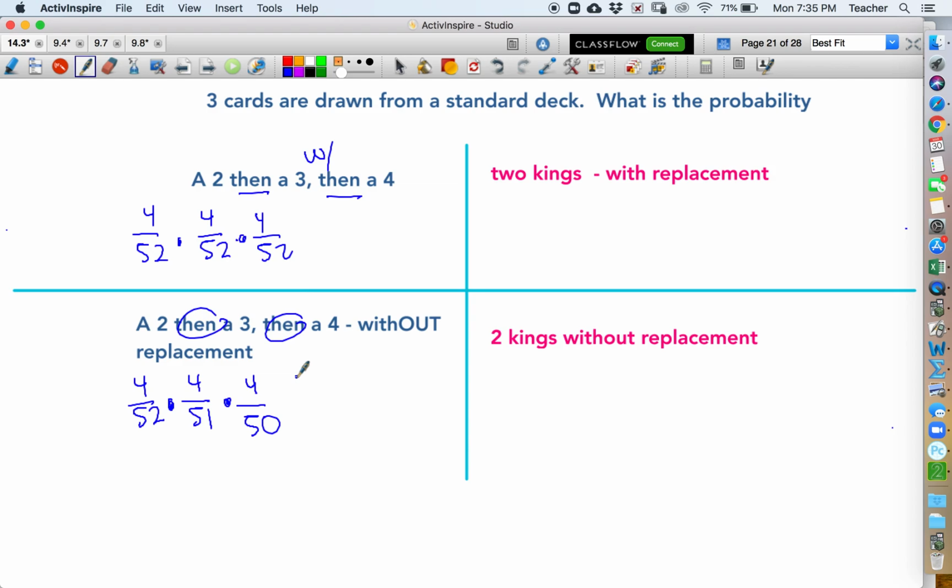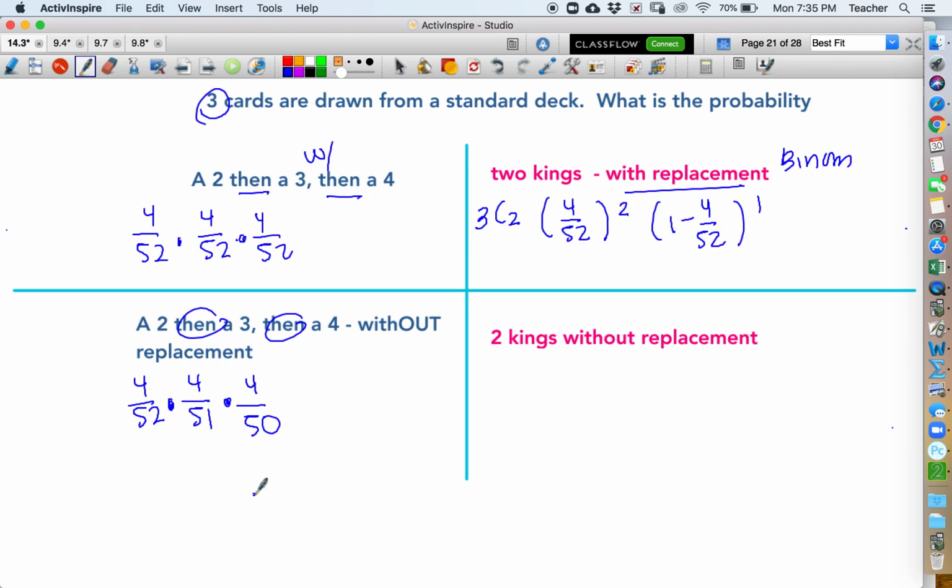2 kings with replacement. This is with replacement, your clue that it will be a binomial because the order doesn't matter. So we have 3 picked. Out of those 3 picked, you want 2 of them to be king. Probability of king, there are 4 kings out of 52. You want that to happen 2 times. And 1 minus 4 out of 52 will happen 1 time.